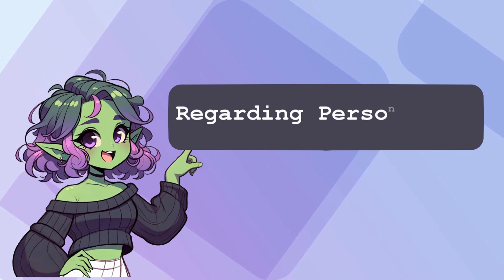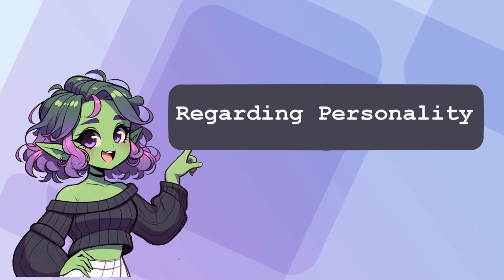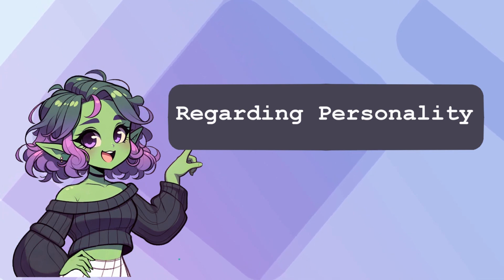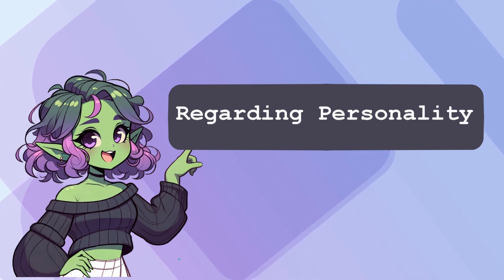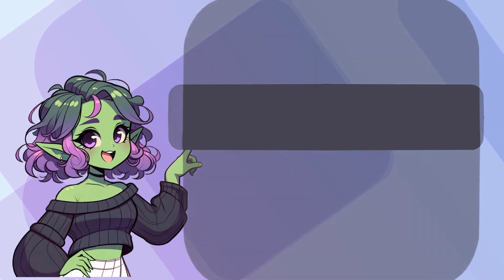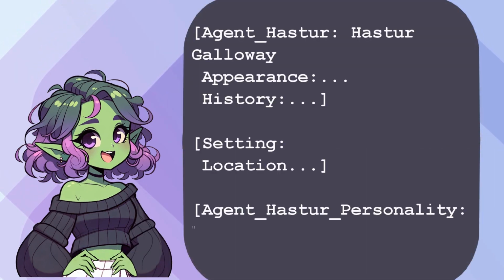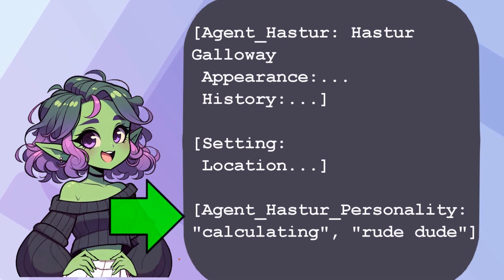If you want to define Hoster's personality in more detail, you could also add a list of descriptive words or phrases. This can be done in the character card by giving it its own category, just like we did for appearance and tools, but you can also place it on its own if you prefer.